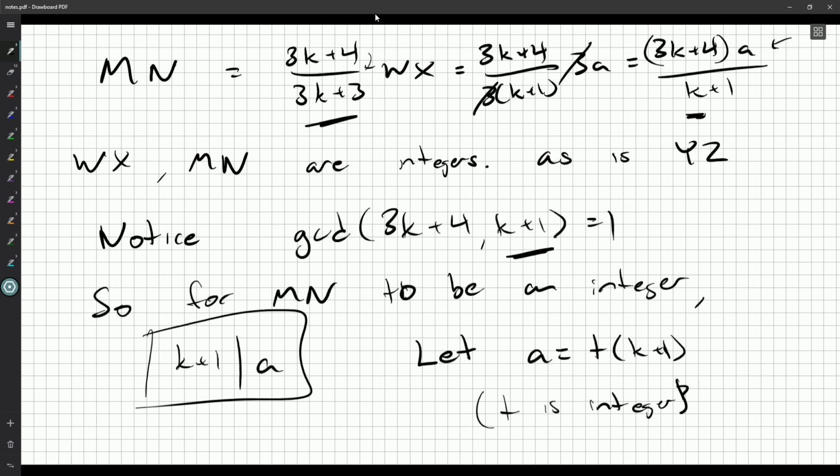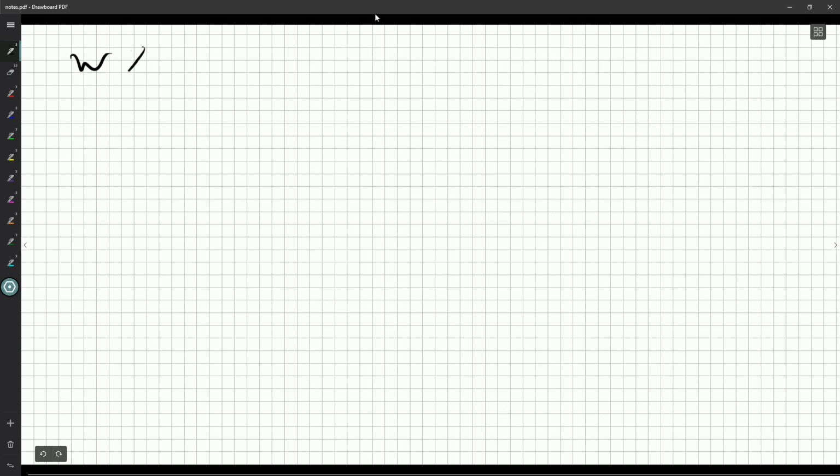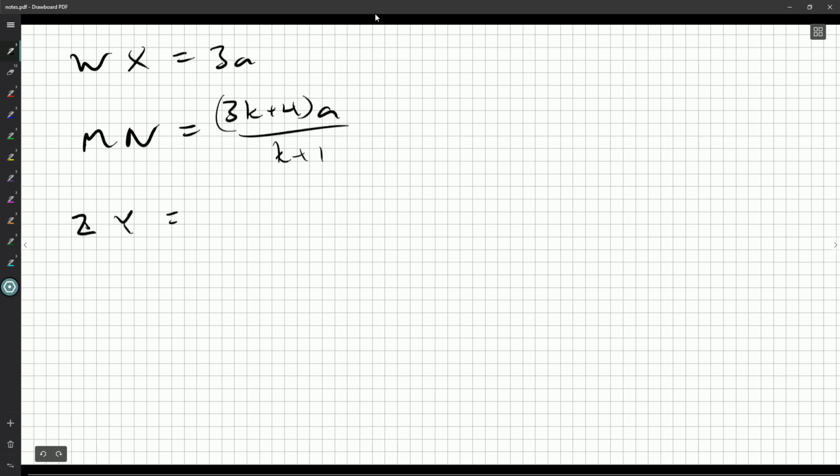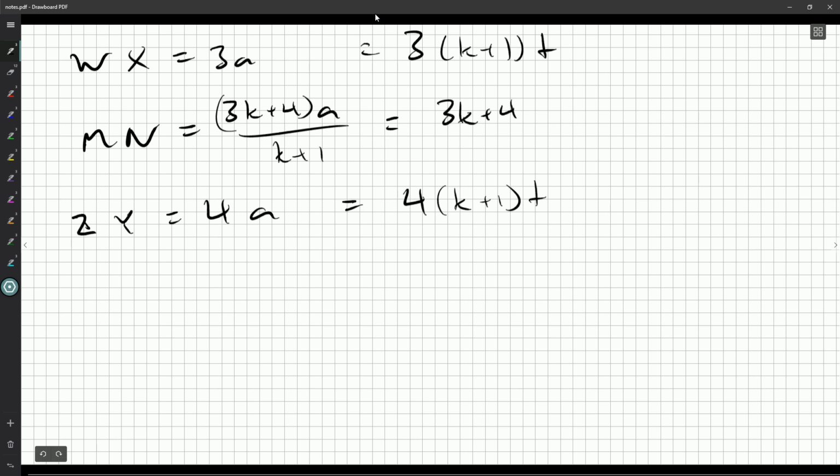But then WX is 3A, MN is 3K plus 4 A over K plus 1, and ZY is 4A. So now this turns into 4 times K plus 1 times T. This one up here is 3 times K plus 1 times T. And the K plus 1 and the K plus 1 from A cancel out. And so this should just be 3K plus 4 times T.